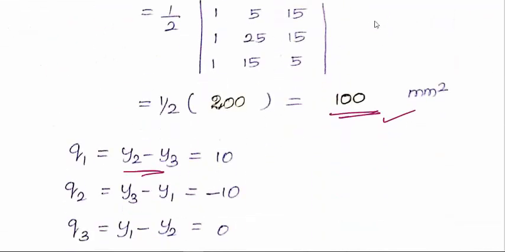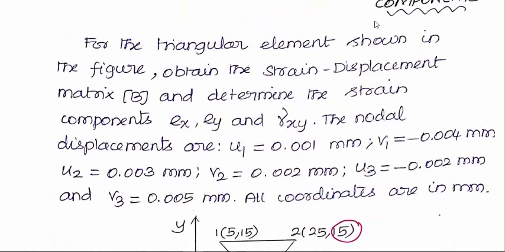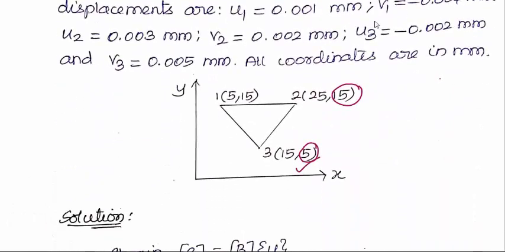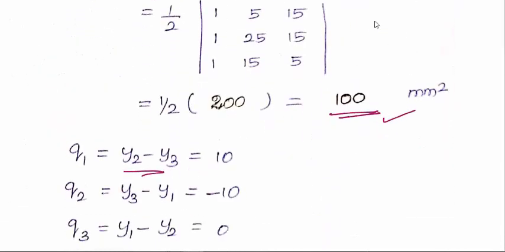Q2 is Y3 minus Y1. In the problem, Y3 is 5, Y1 is 15. So 5 minus 15 is minus 10. Similarly, we can calculate the value of Q3 as 0.